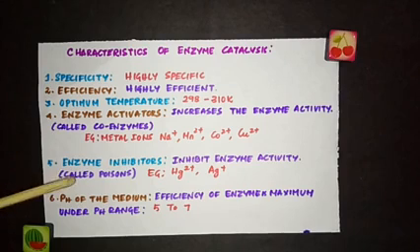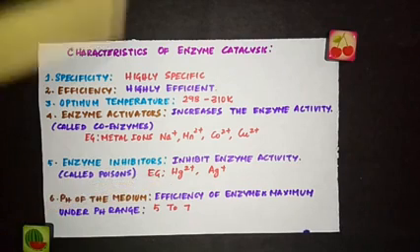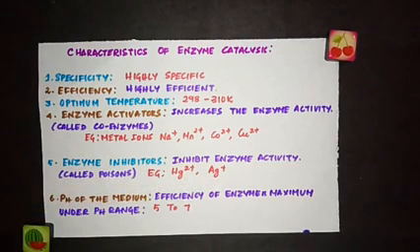Next one is enzyme inhibitors. Just like poisons, these enzyme inhibitors inhibit the enzyme activity. They are also called poisons. Examples are Hg2+ and Ag+. Usually heavy metal ions act as inhibitors.